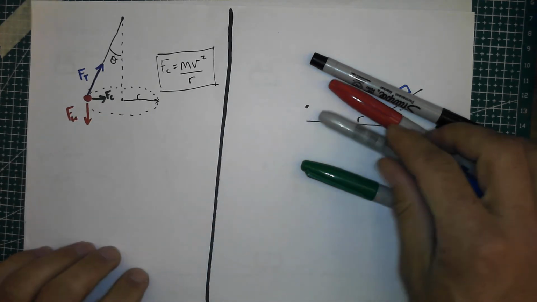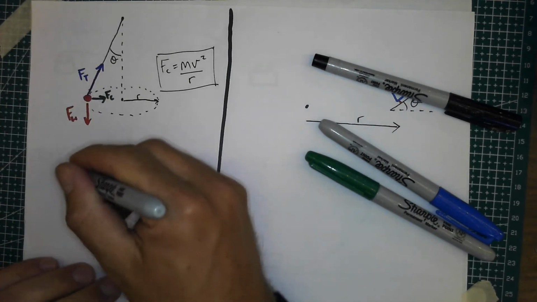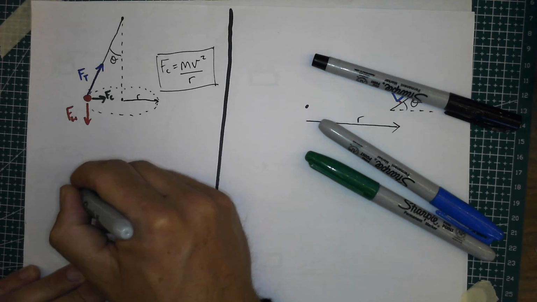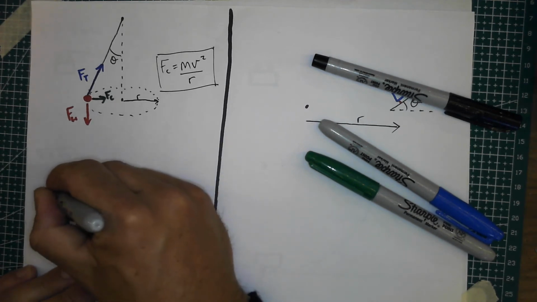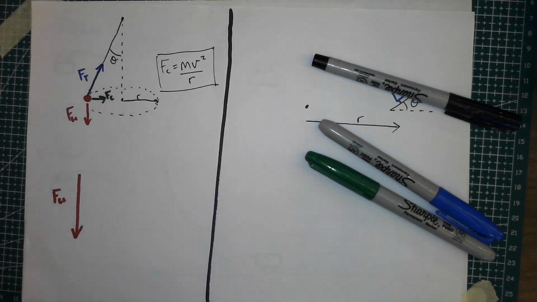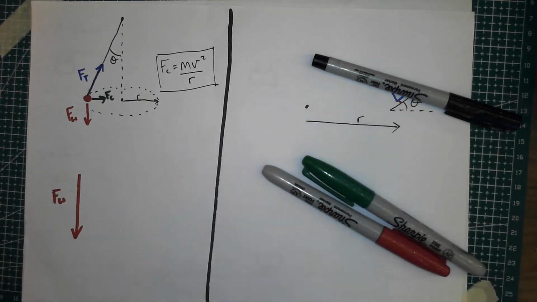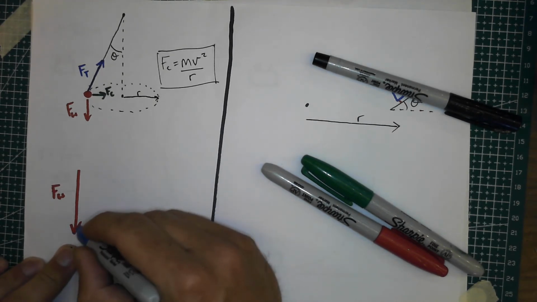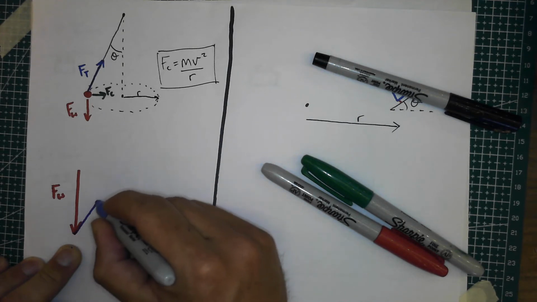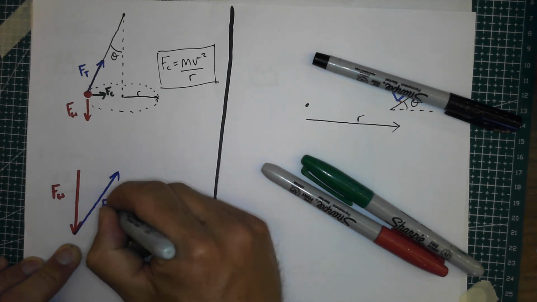So remember, the way we do this is just to add these two vectors together. So here's the weight force acting downwards, like so. And I'm going to add to that the tension force. I do that by starting the tension force's tail at the weight force's head and drawing it up like so. This is the tension force.